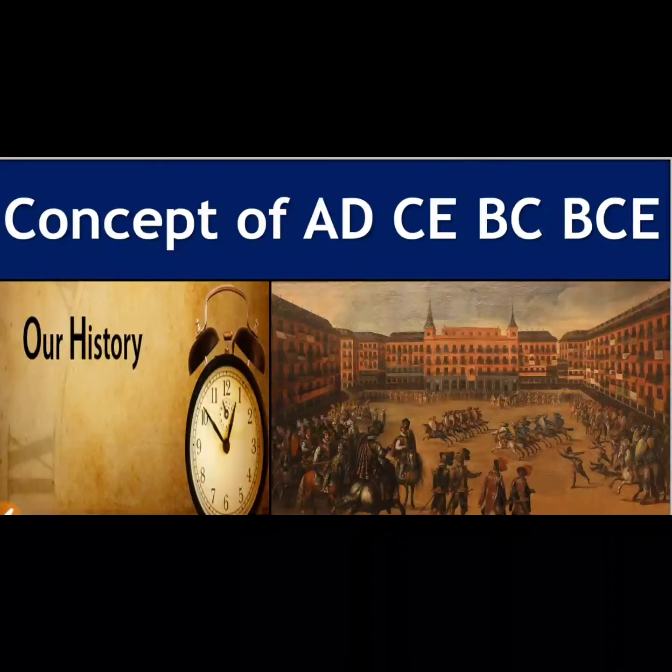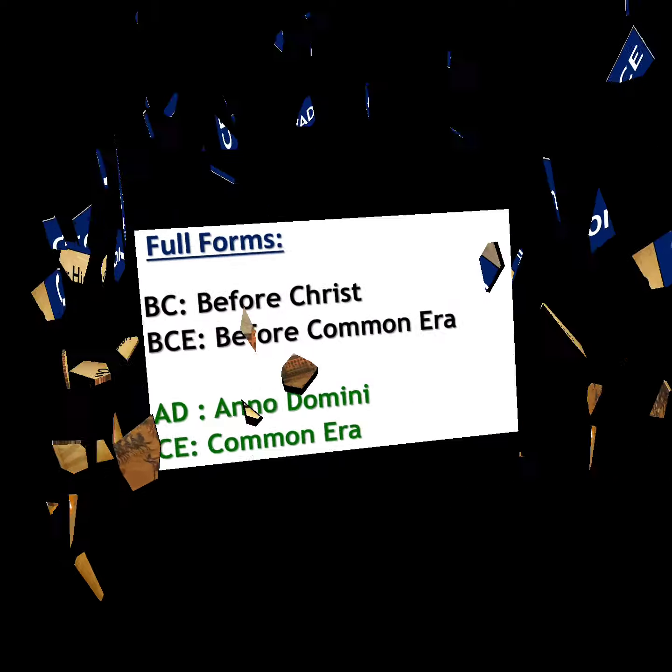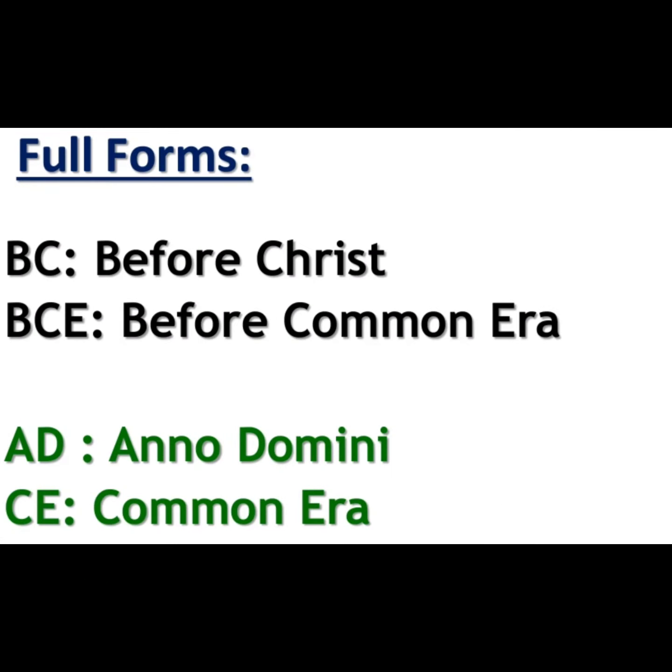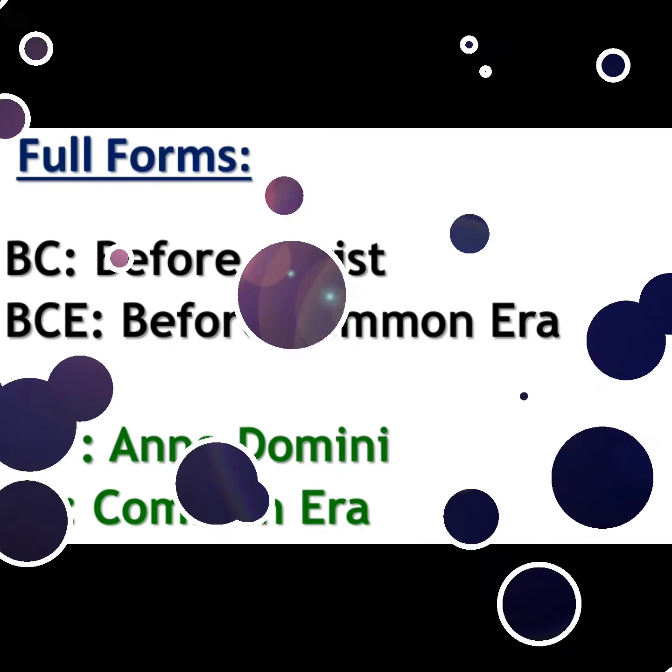Firstly, we should be aware about its full forms. So moving towards its full form. Full form of BC is before Christ and BCE is before Common Era. The full form of AD is Anno Domini and the full form of CE is Common Era.